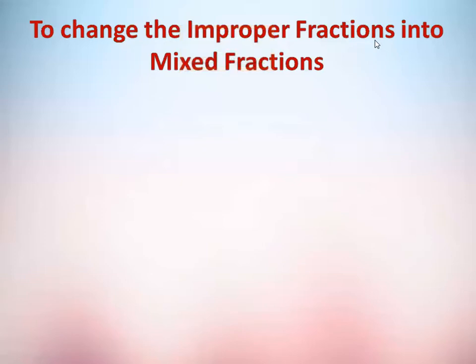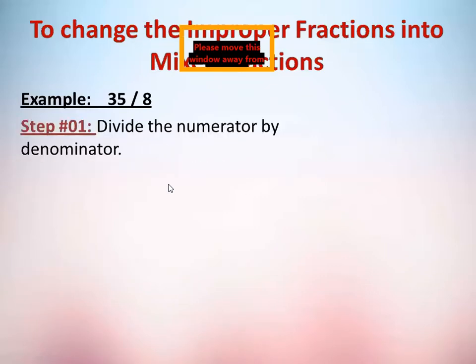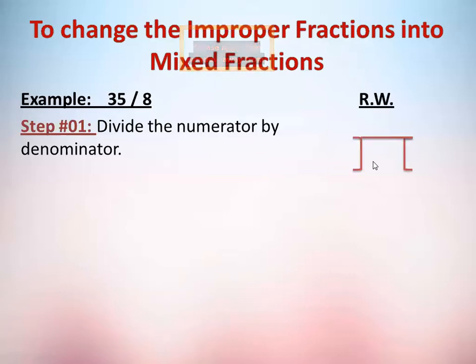What you have to do here is change the improper fractions into mixed fractions. So here you have an improper fraction, 35 upon 8. 35 upon 8 is an improper fraction because 35, the numerator, is greater than the denominator. So in step number 1, you will divide the numerator, that is 35, by the denominator, that is 8. You will do all these divisions in the working column. So in the working column, you have to divide 35 by 8.